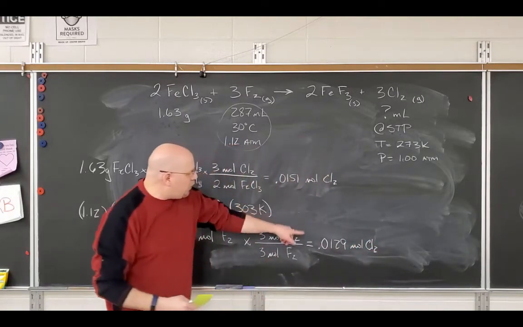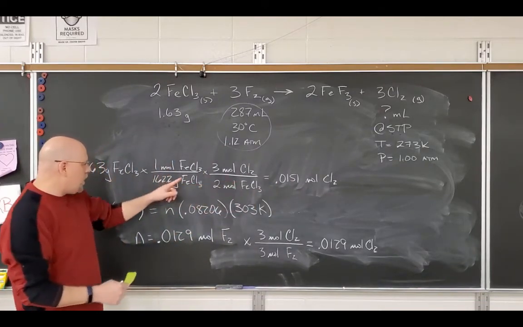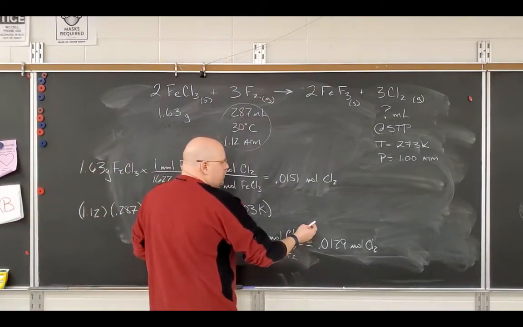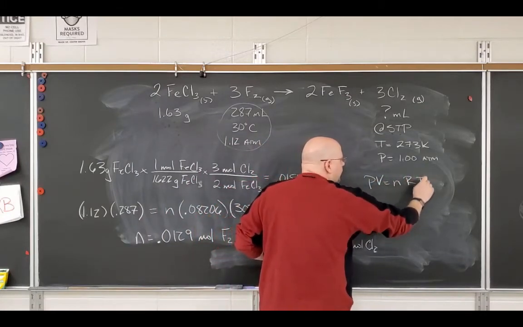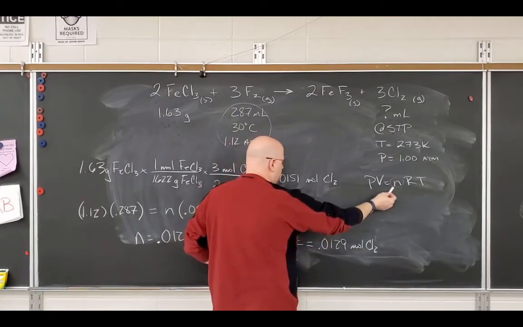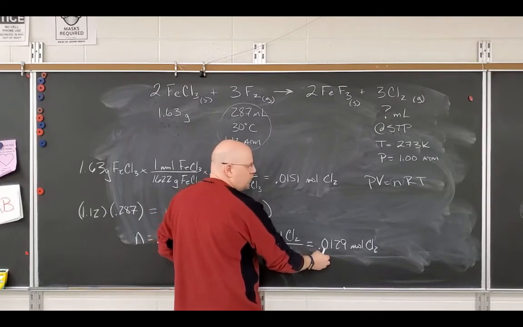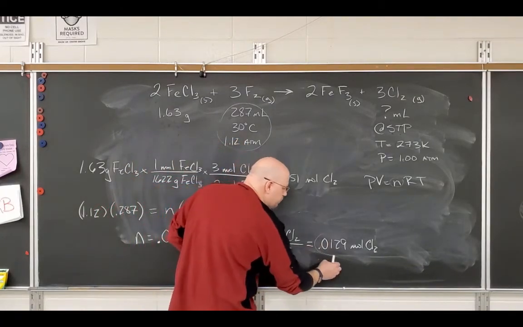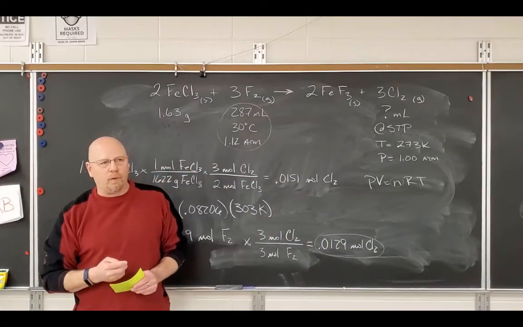We now have moles of chlorine from both the iron chloride and from the fluorine. If we go to plug these into the ideal gas law, everything would be the same except for this value here. We would plug in either 0.0151, or 0.0129. We already know this value, being the smallest of these two, would give us the smallest value for our volume.